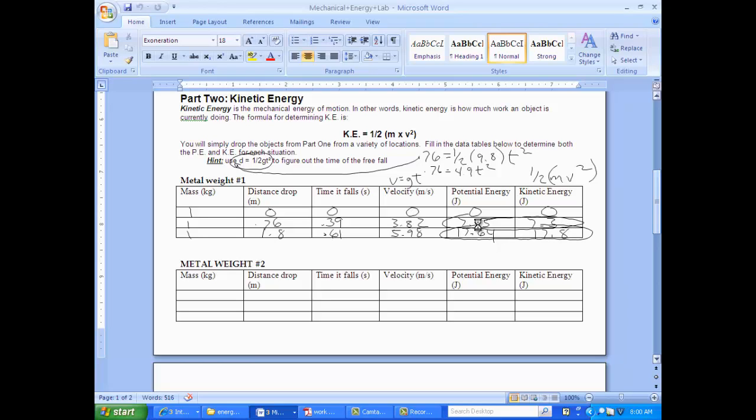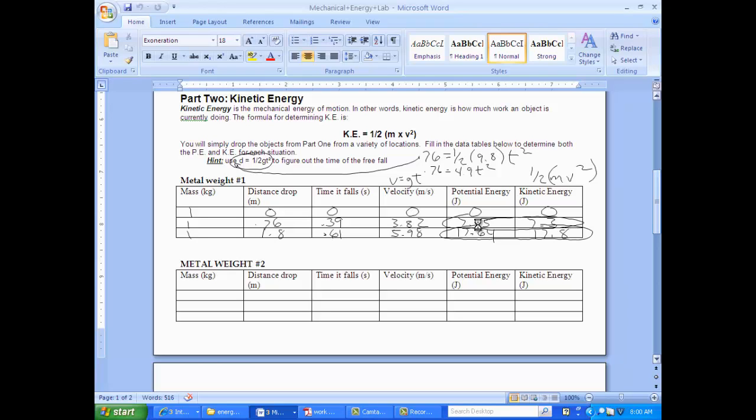So any questions, guys, with solving for potential and kinetic energy? I'm not going to go through and do weight 2 and weight 3. It's the same formulas, same setup. You know if you did the math correctly, if you got the potential energy is just about equal to the kinetic energy, which makes sense.